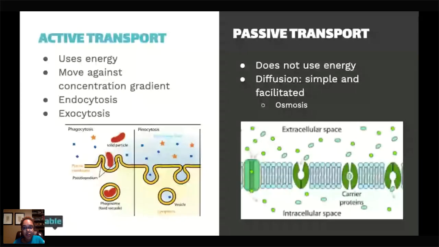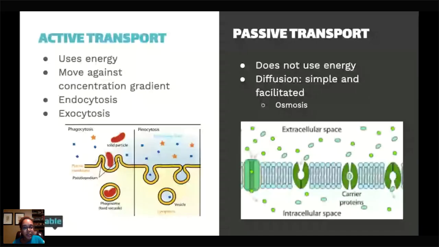And then passive transport, on the other hand, they're already doing what they want to do ideally, so you don't need to use energy to make them do what they're doing already. Active transport takes energy because you're making them do something that they do not usually do, that they do not want to do in the first place.